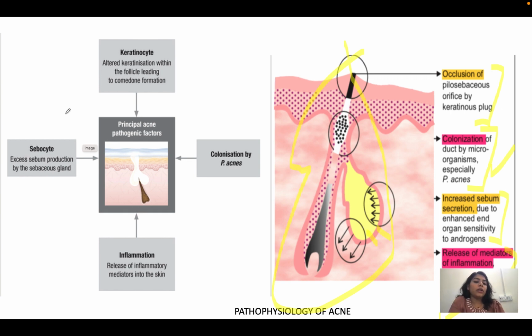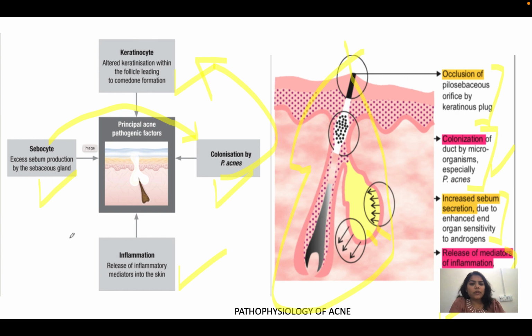So in no particular order, there is altered keratinization within the follicle leading to comedone formation. So there is excessive desquamation plus sebum products which obstruct the pilosebaceous follicular unit. There is colonization of P. acnes within the sebaceous gland. These P. acnes lead to production and release of inflammatory mediators into the skin. There is excess sebum production by the sebaceous gland, which of course leads to proliferation of P. acnes, which of course leads to altered keratinization. Altered keratinization leads to occlusion of the pilosebaceous follicle. So you see, these are the 4 points which are all interlinked and lead to pathogenesis of acne vulgaris.